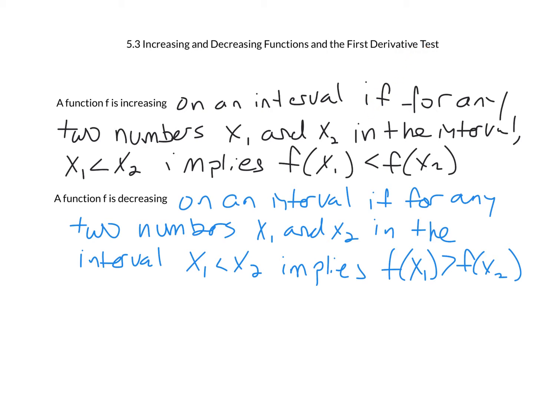It's getting bigger. As opposed to decreasing, where it's the same definition, except if f of x sub 1 is greater than f of x sub 2, then it would be decreasing, meaning the output for 1 would be bigger than what 2 was. So it would be, therefore, decreasing.